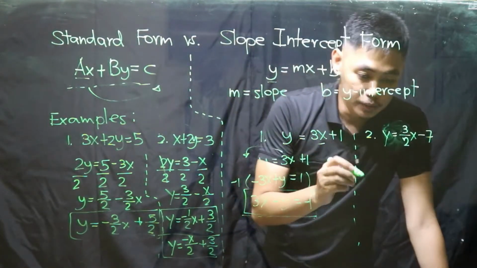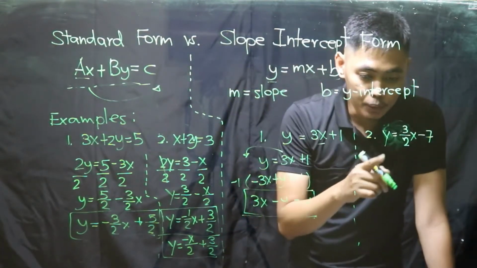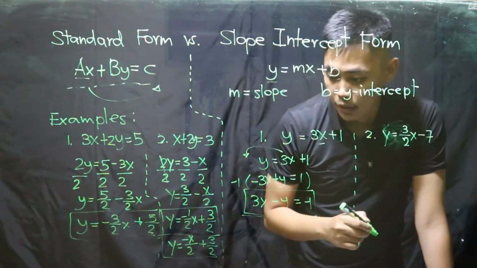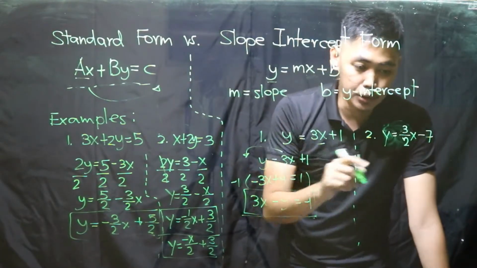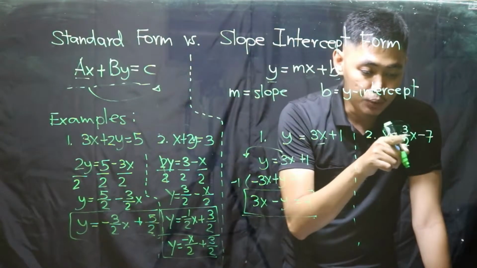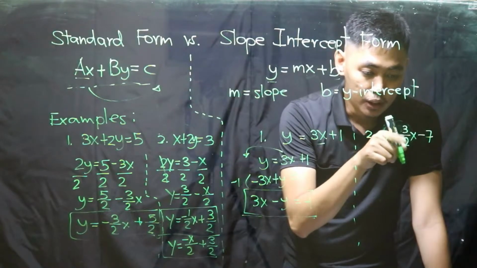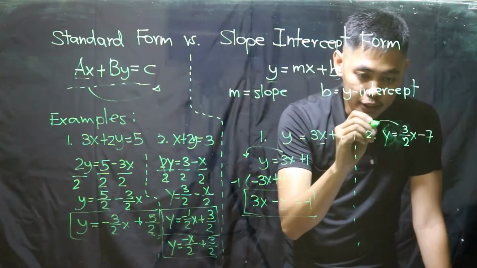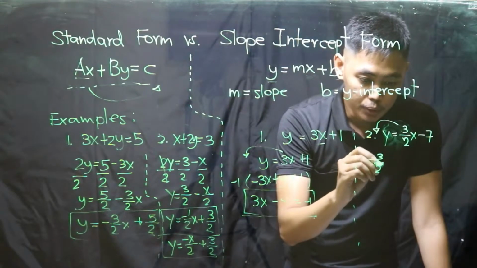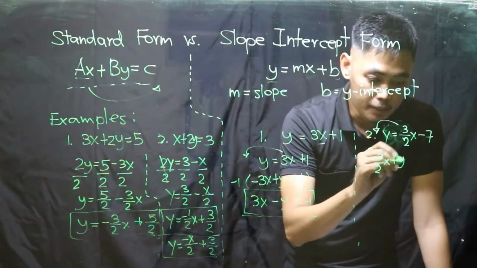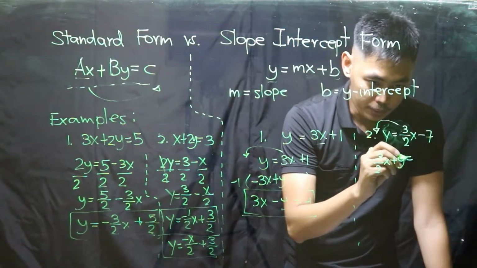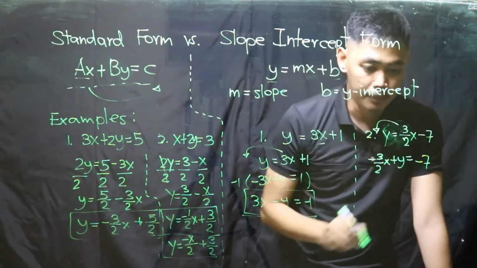Okay, so on this example we have y is equal to 3 over 2x minus 7. So the first thing that we will need to do is to transfer this one, transfer x. So transfer x to the other side, so we would have negative 3 over 2x plus y is equal to negative 7.